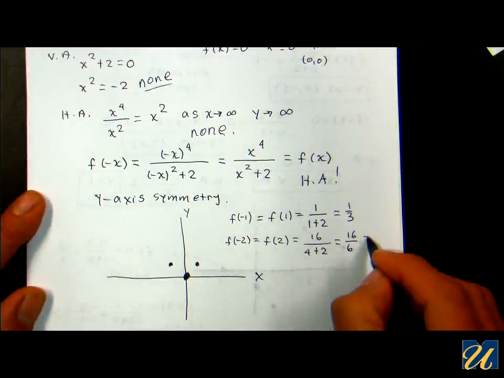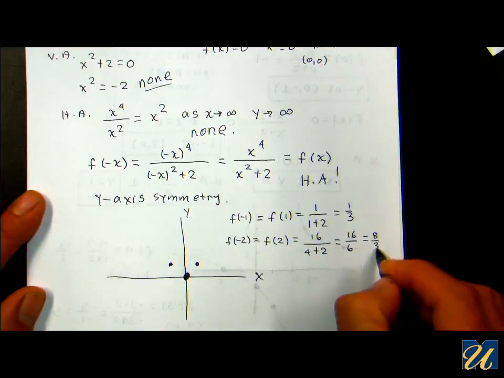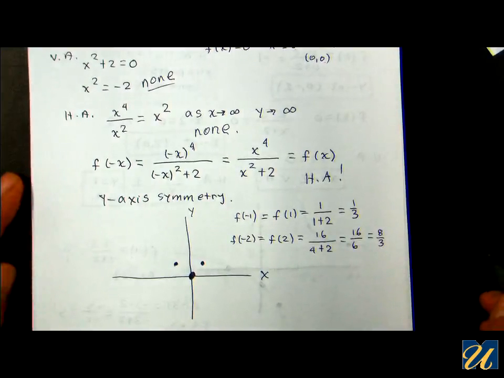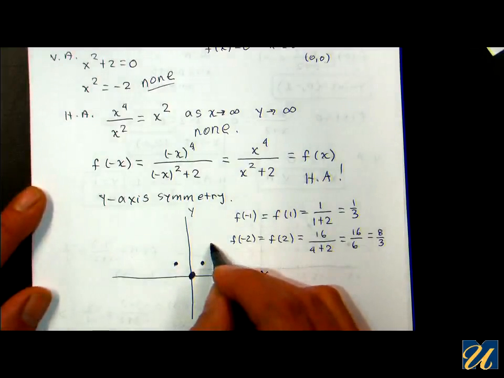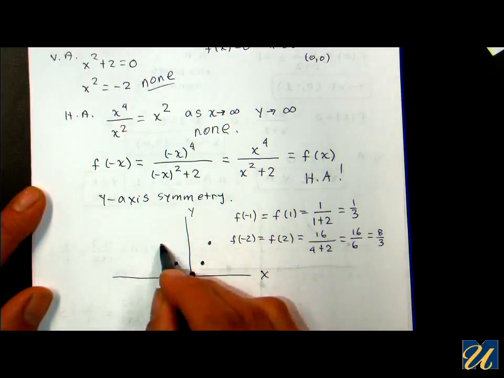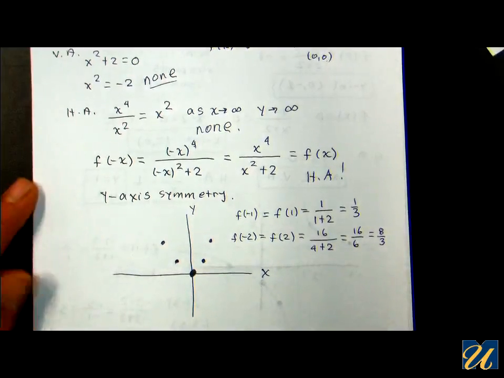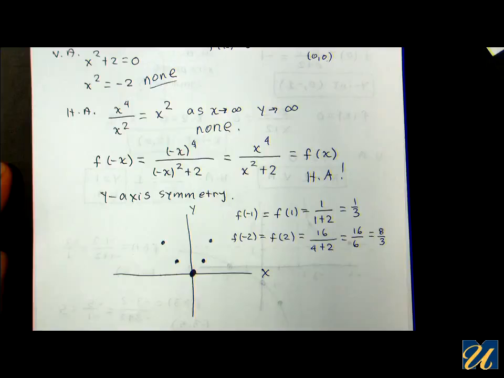That would be 8 thirds. Okay, well that's almost 3. So we move over a little bit more here to x equals 2, and we're moving up now to 8 thirds. Same thing on the other side. Curious. Beginning to look more and more like a parabola.